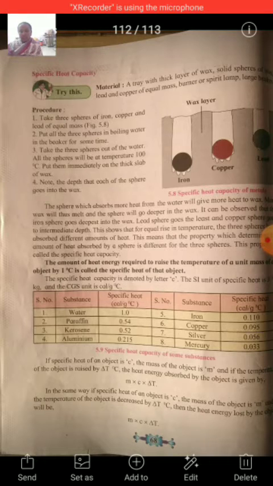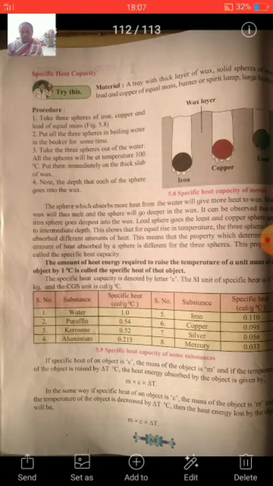The amount of heat energy required to raise the temperature of unit mass of an object by 1 degree Celsius is called the specific heat of that object, and the specific heat is denoted by the letter small c. The SI unit of specific heat is joule per kilogram degree Celsius. Here there is a mistake in this unit, but you have to write joule per kilogram degree Celsius, and in the CGS system it is calorie per gram degree Celsius.